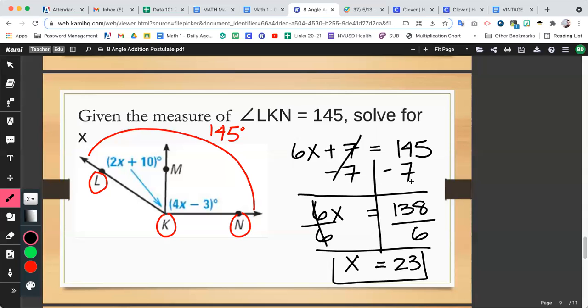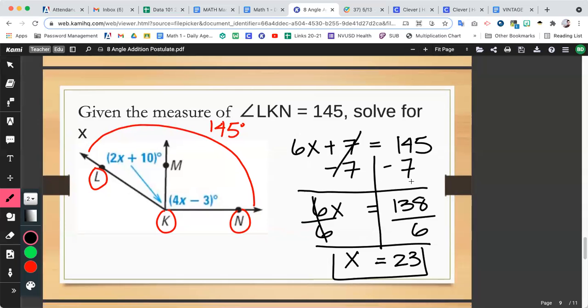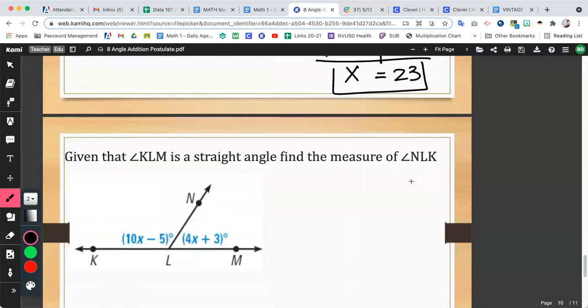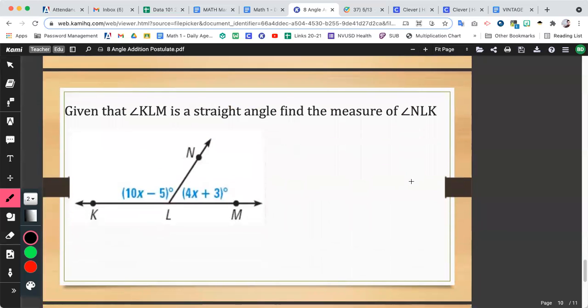Okay, kiddos, we got 2 more examples and then we're done. Now we're bringing back these definitions. So hopefully you remember. Okay. So given that angle KLM is a straight angle. So, okay, let's talk about that. What does straight angle mean?